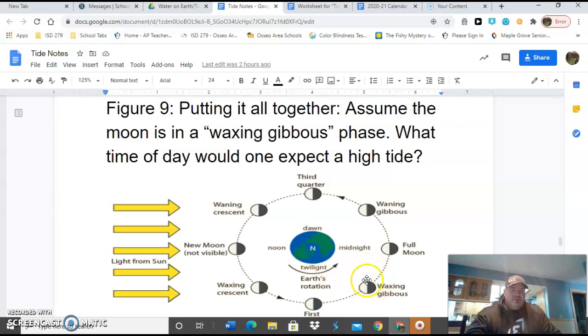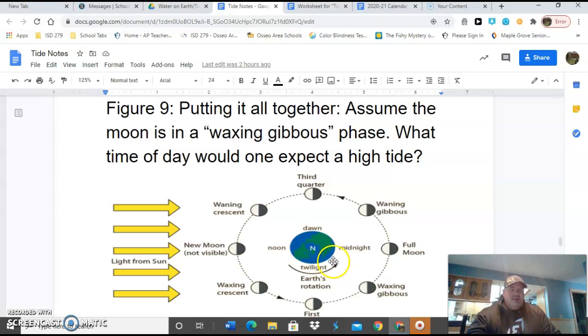So what time would it be when the moon is waxing gibbous directly overhead? That would be between twilight and midnight here. So what time is it between 6 p.m. and midnight? Well, that'd be about 9 p.m. So at 9 p.m., you'd have a high tide because the bulge would be here. That'd be at 9 p.m.